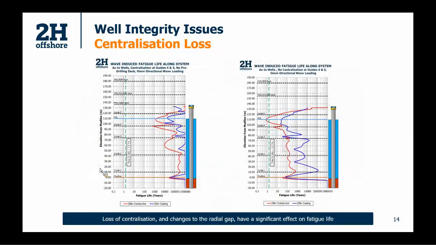And then this is one that we see quite often occurring, is that an inspection goes out, does the inspection, and then we find that there's a centralizer missing somewhere in the system. This is an example where on the left we're looking at the system as it should be with centralization at all guides with quite a small radial clearance. And then on the right, we're looking at the loss of the centralizer at guides 4 and 5. So we now have very large radial clearances at both of those guides.